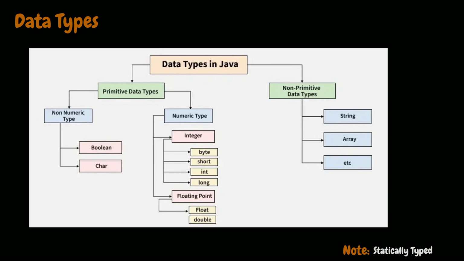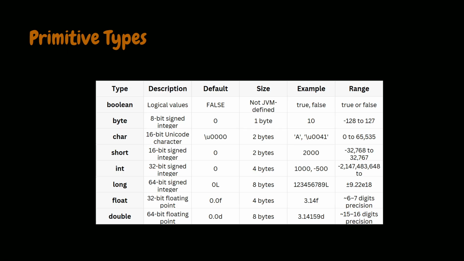Then we have different non-primitive data types as well: string, arrays, classes, objects, interfaces. All of these are examples of non-primitive data types. Let's look into detail at what primitive data types are.